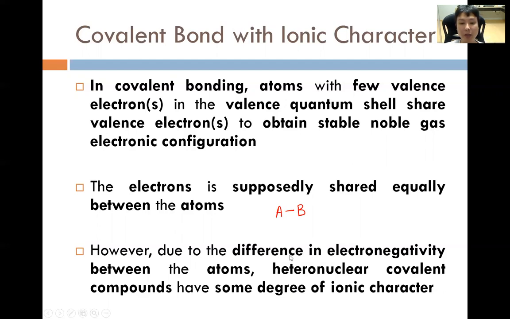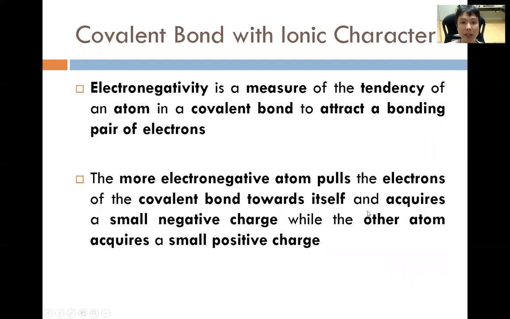Because we introduced the term electronegativity here, we need to define what electronegativity is first. Electronegativity is defined to be a measure of the tendency of an atom in a covalent bond to attract a bonding pair of electrons. For example, if atom A is covalently bonded to atom B, and atom A has a higher electronegativity, it will mean that atom A has a higher tendency in a covalent bond to attract a bonding pair of electrons. It means that the shared pair of electrons will be closer towards A as compared to B.